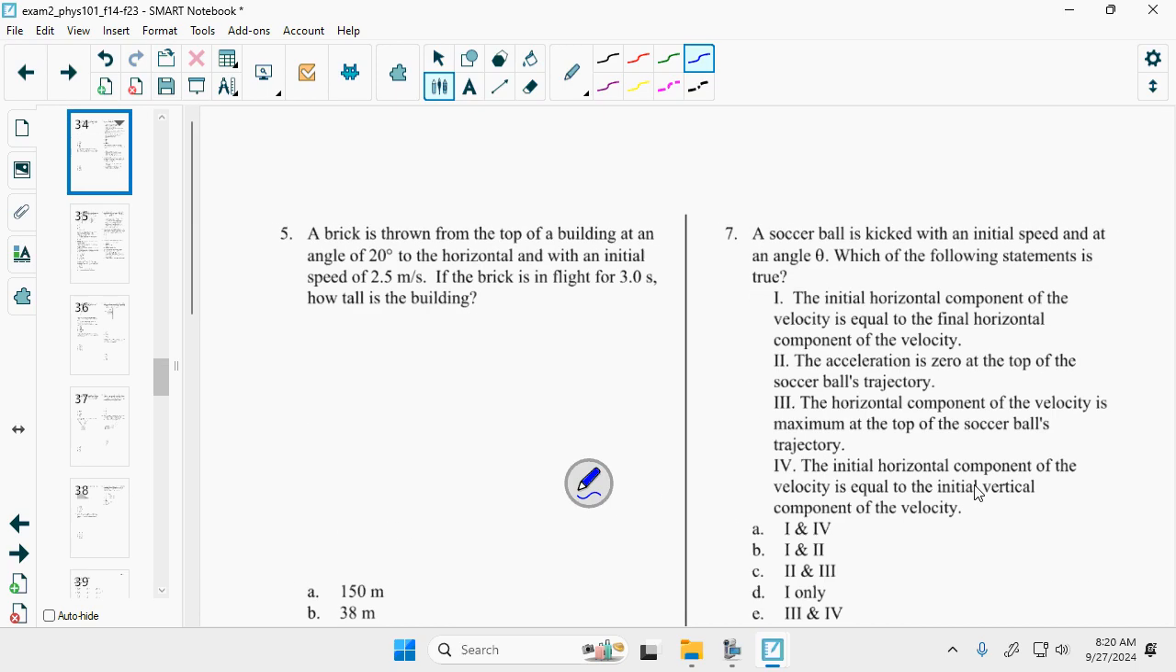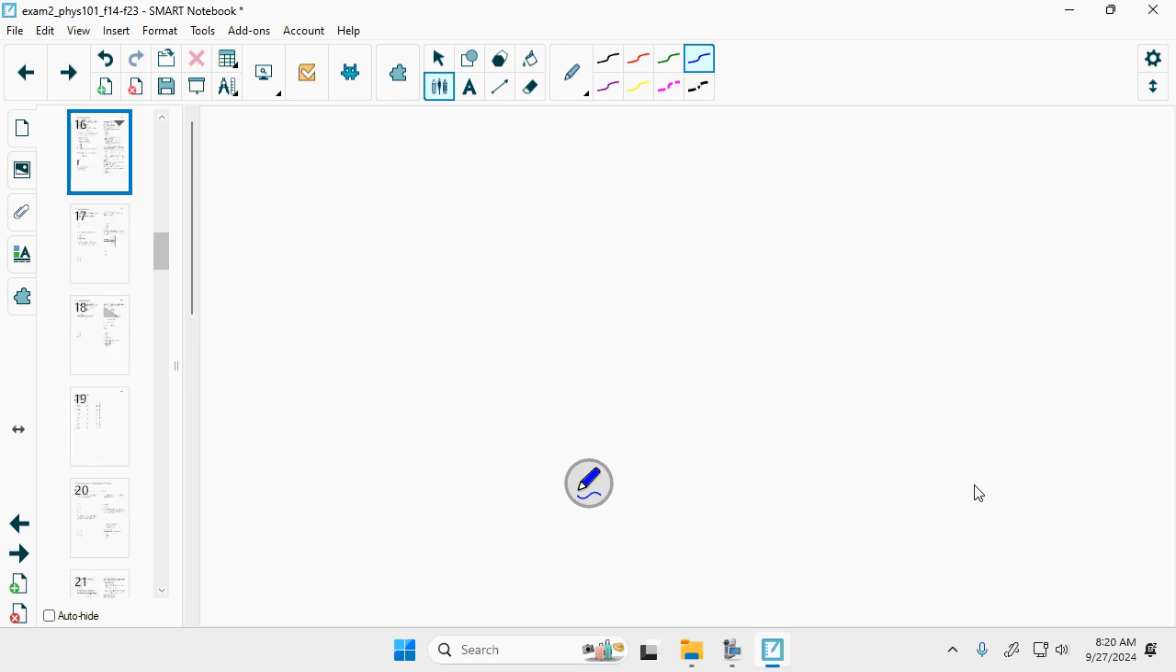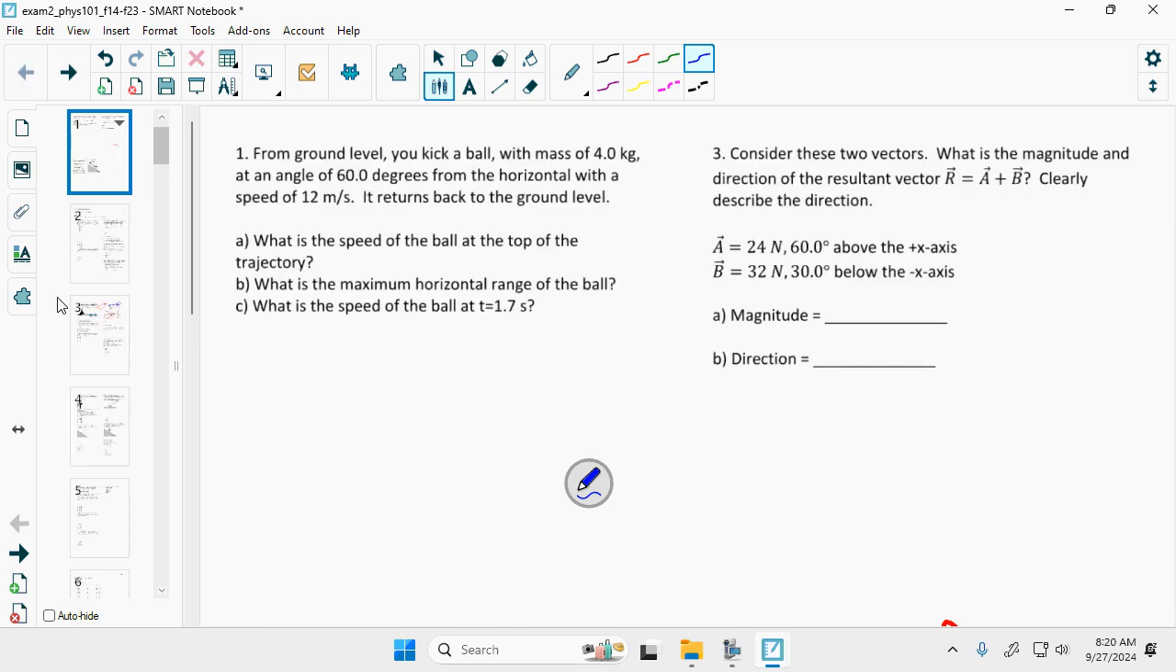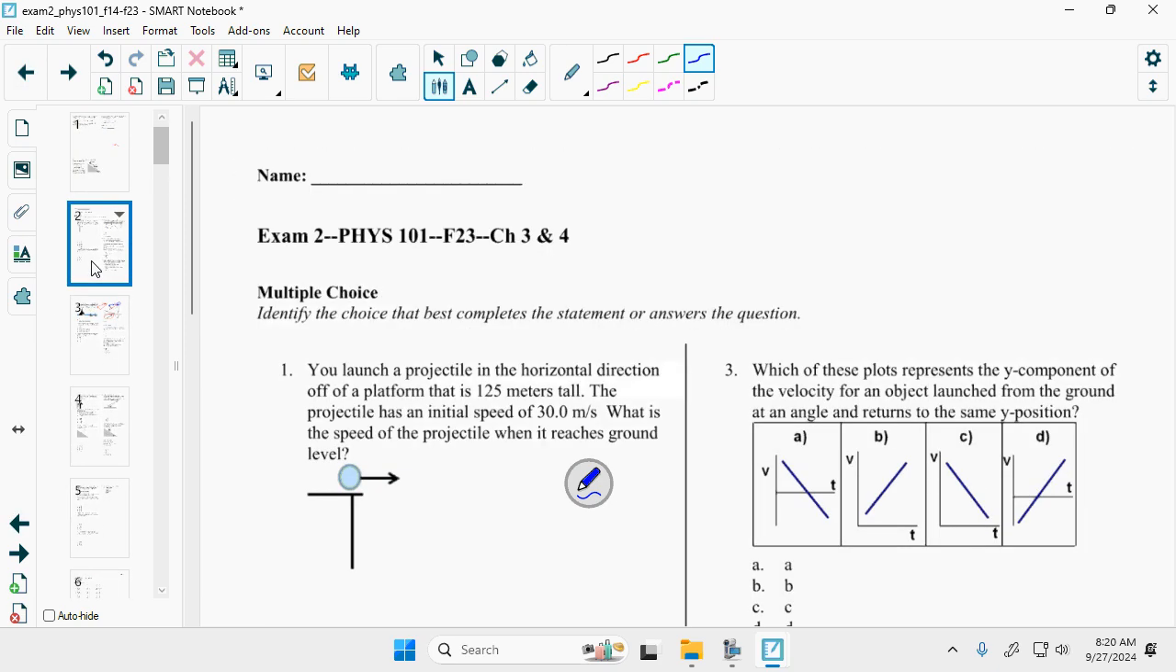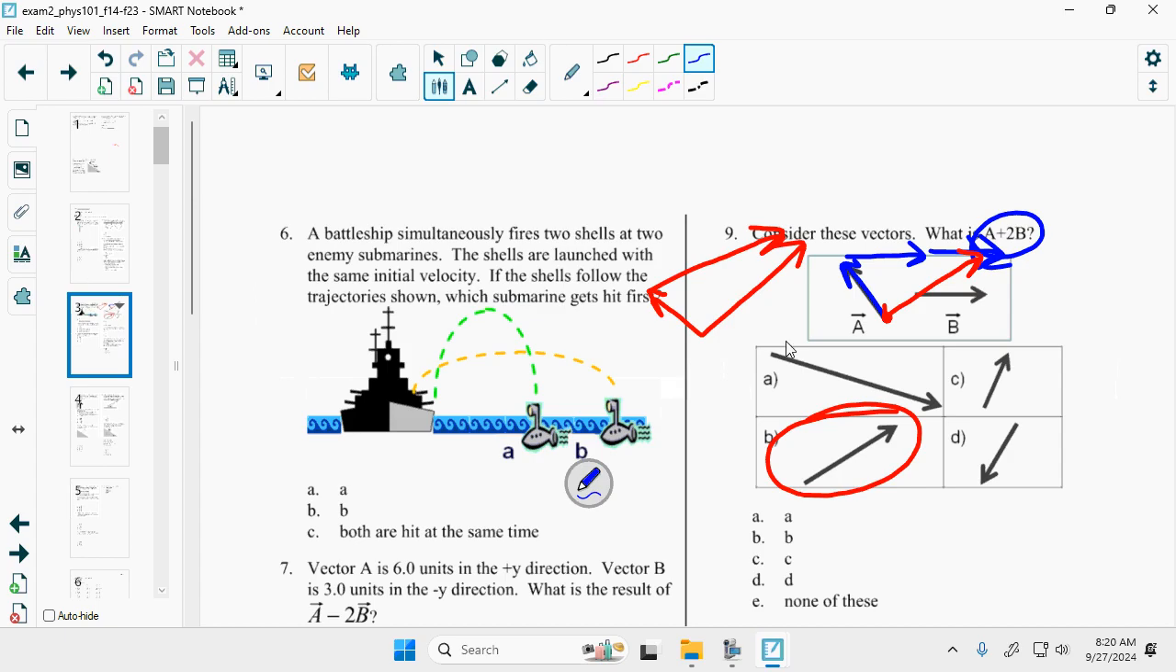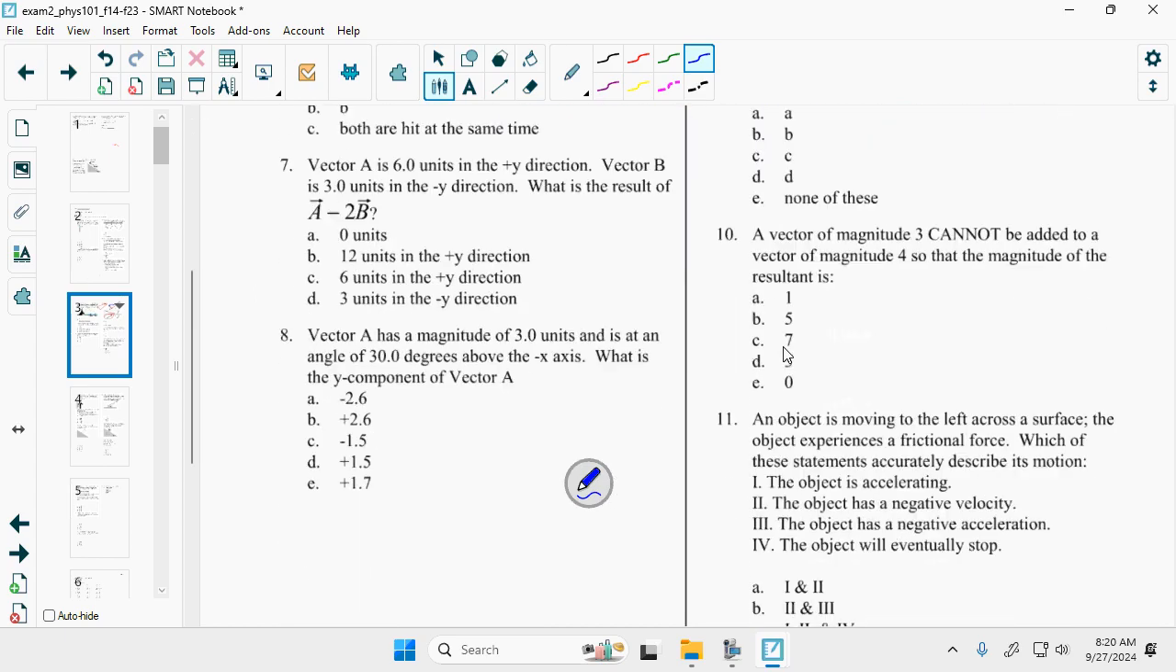Number 10 on fall 23? I think this is fall 23. Yeah, and number 10. Okay, good. So we did a problem that was similar to this in class, right? This is the one. The vector of magnitude 3 cannot be added to vector magnitude 4.